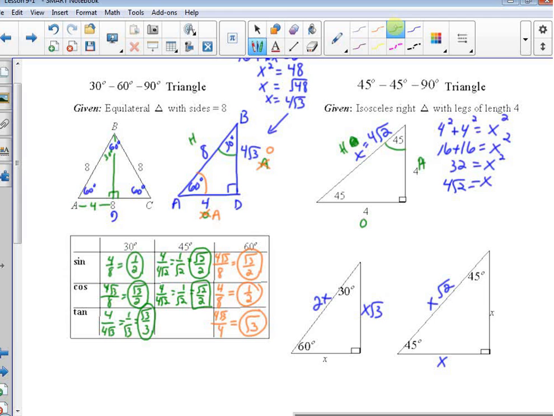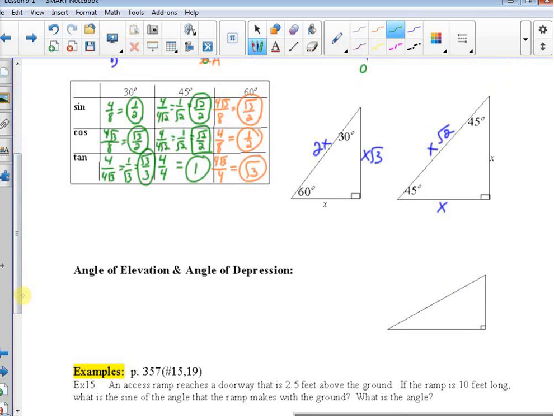Because the adjacent and the hypotenuse. And then the tan is 4 over 4. So this one's just 1. Okay? You're going to be using that chart a lot later.